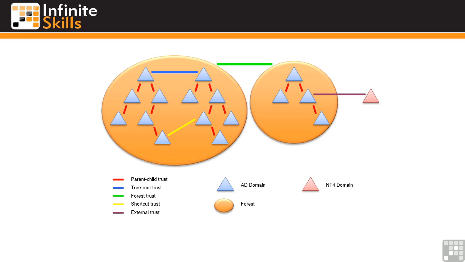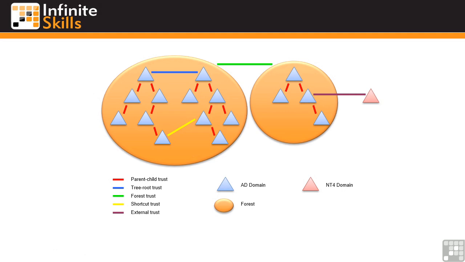Trusts are typically one-way or bi-directional. All of the trusts within Active Directory are bi-directional. Each of these domains trust each other. But for these external type trusts, you can select whether it is bi-directional or unidirectional.